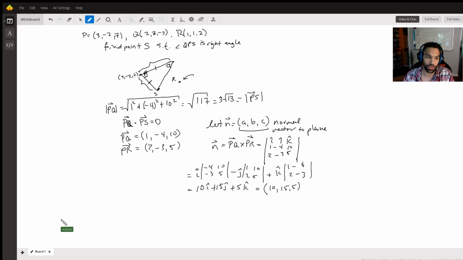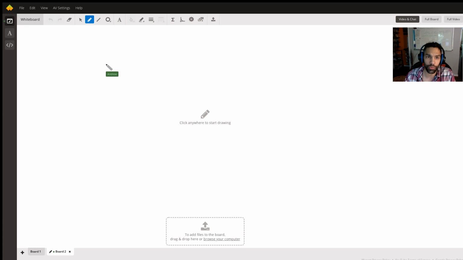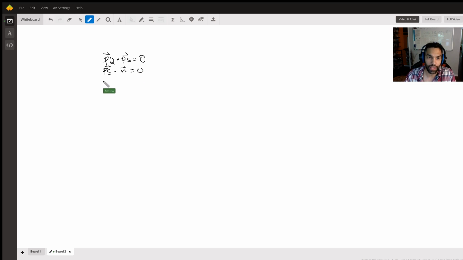So now we have everything that we need in order to figure out what PS is. We're going to go to the next board here. Just to remind us, we have a couple of criteria. We have this vector PQ. When we dot that with PS, it needs to be 0, because we were told that there's supposed to be a right angle between PQ and PS. Then the other thing we just saw was that PS also has to be orthogonal to that normal vector, which means that dot product also has to equal 0. And lastly, the magnitude of PQ has to equal the magnitude of PS.